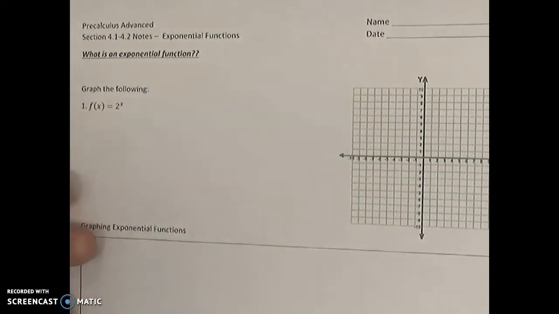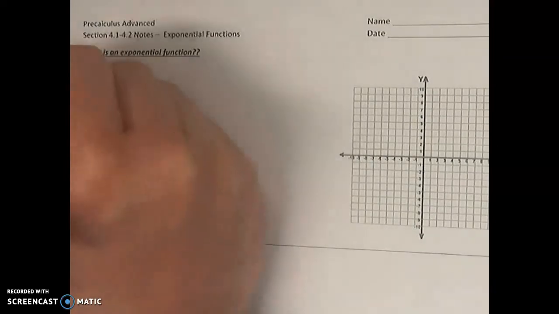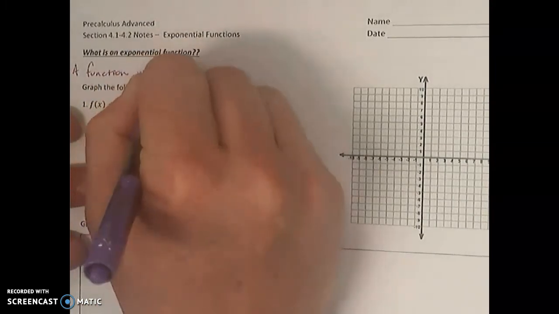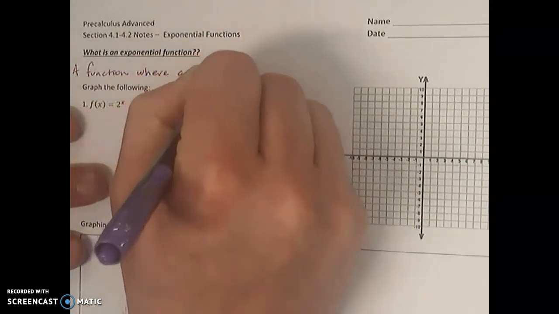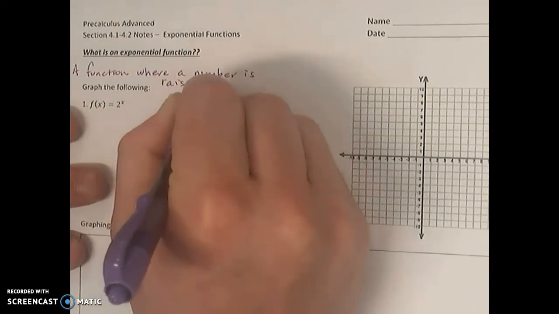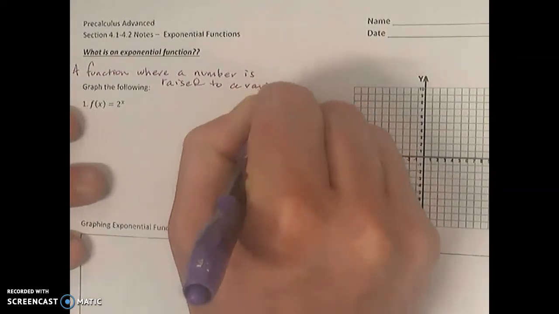I'm going to get started with Chapter 4. Sections 4.1 and 4.2 deal with exponential functions. Okay? What is an exponential function? It is a function where a number is raised to a variable exponent.